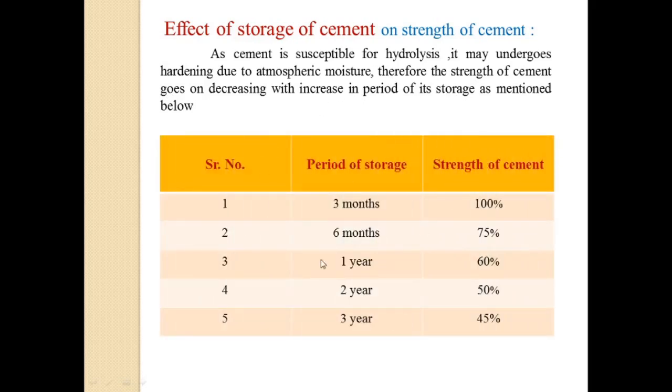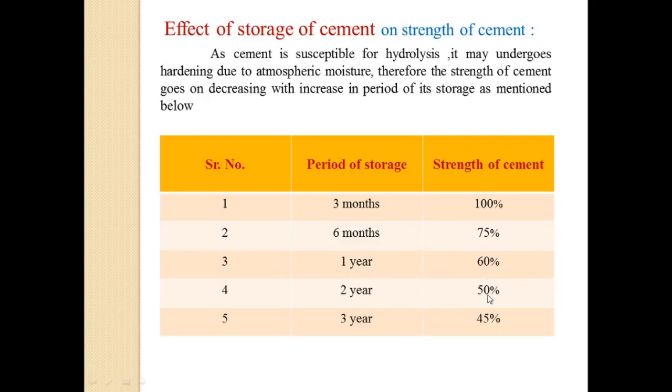Here we can see one table, where the period of storage is given and the corresponding strength of cement. If we store the cement up to 3 months, it gives 100% strength. But if the storage period is up to 6 months, the strength reduces by 25%, that is, the strength of cement is 75% only. After 1 year, it gives 60% strength, a reduction of 40%.